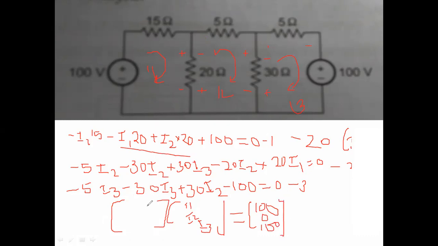By solving this particular matrix, we can find out I1, I2, I3. I think you know how to solve a 3 by 3 matrix. From that 3 by 3 matrix we can find the determinant. For solving it, I will show in the next one, where you can easily understand.